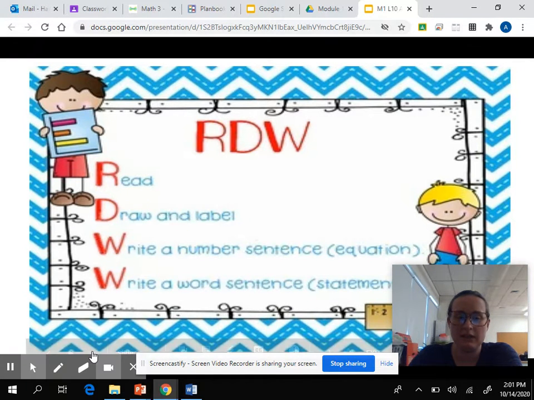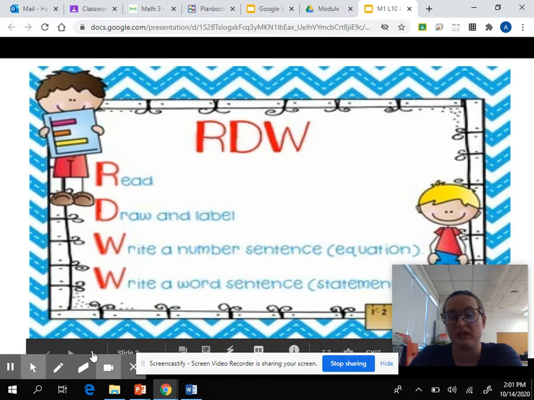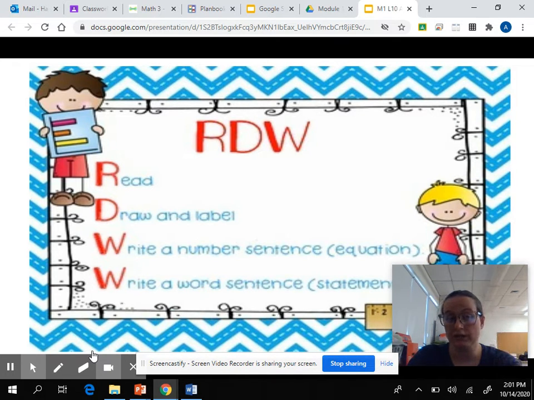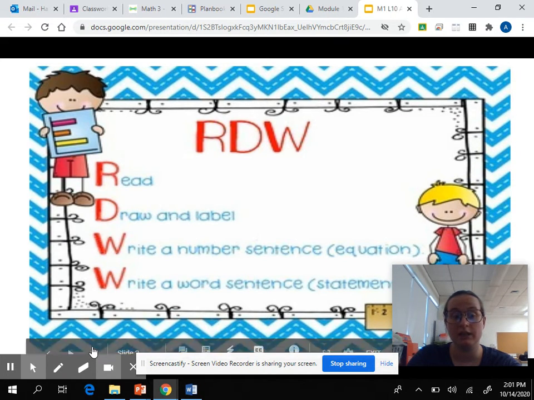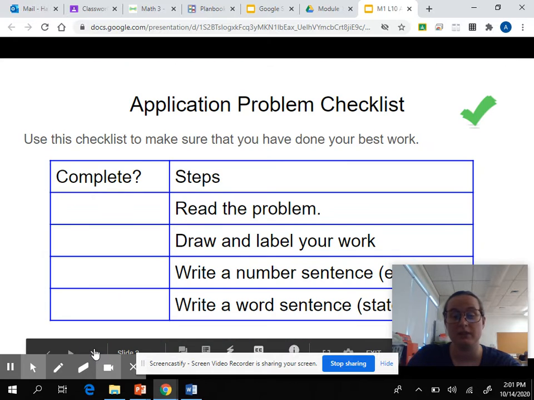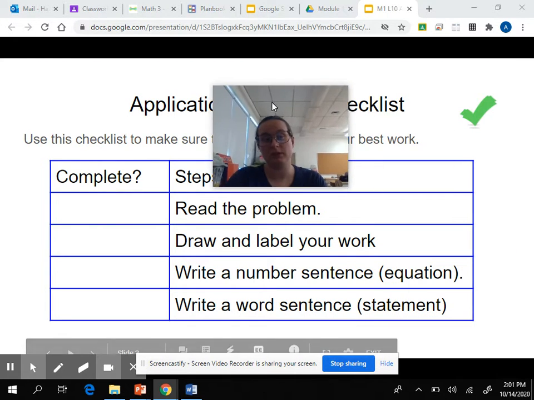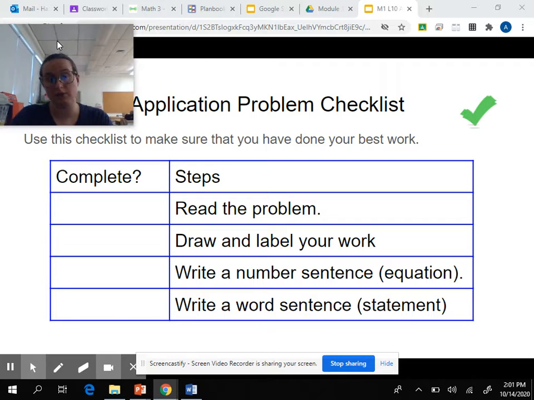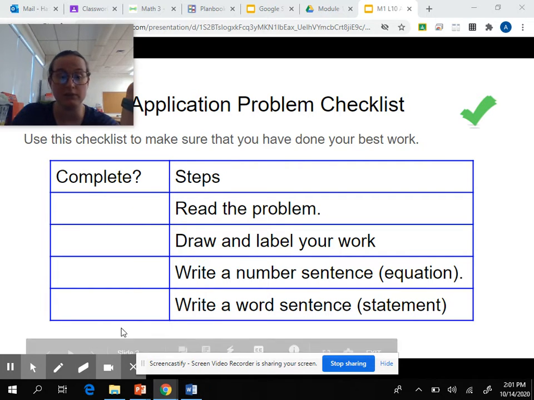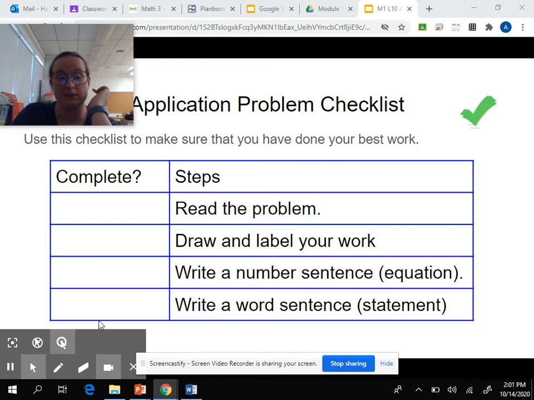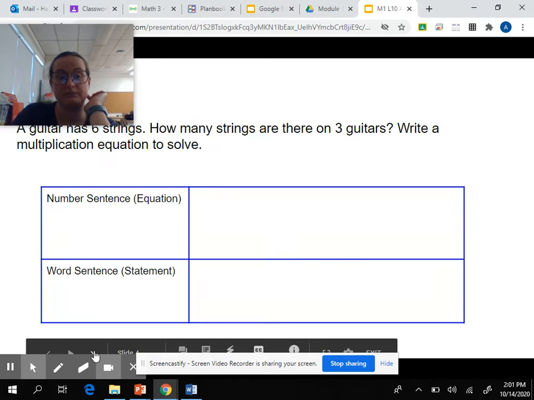So, as we know, this is an application problem, so we use our read, draw, write process. We read the problem, draw and label our work, make sure we write a number sentence or equation, and a word sentence or statement. And we have our trusty application problem checklist that Ms. Hazel delivered to your home, where you can erase it once you're done today. So make sure you complete the steps. When you have 4 checks, that's how you know you've done your best work. All right, let's check out that problem.